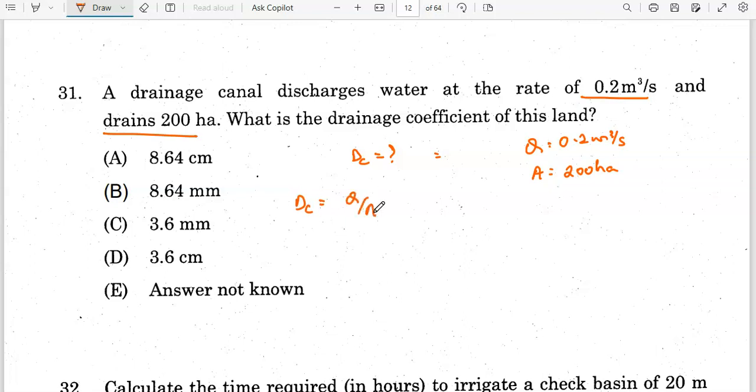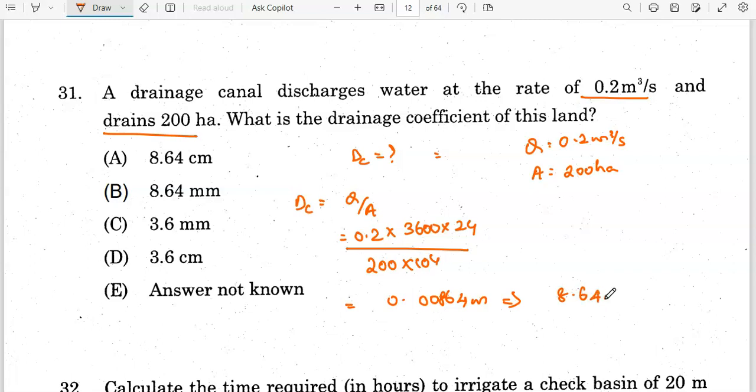So Q by A. So 0.2 into 3600 into 24, since we want to convert meter cube per second, then divided by 200 into 10 to the power of 4. When you solve this, you can get 0.00864 meter. So convert this, you can get 8.64 mm. You should write it in mm only. DC is equal to 8.64 mm, which is option B, the correct answer.